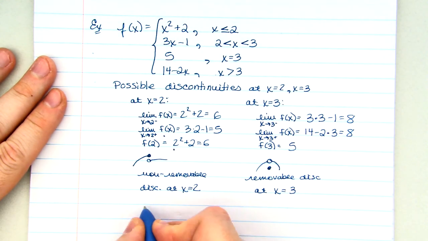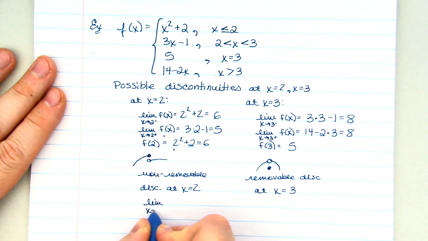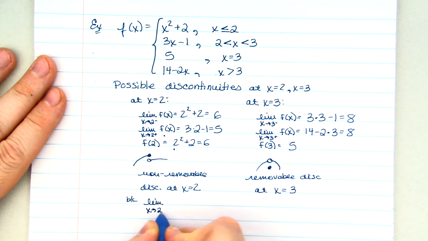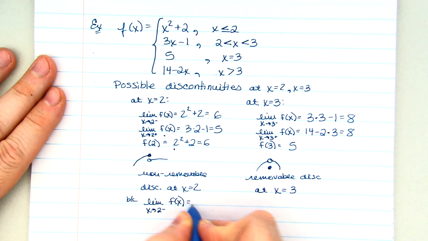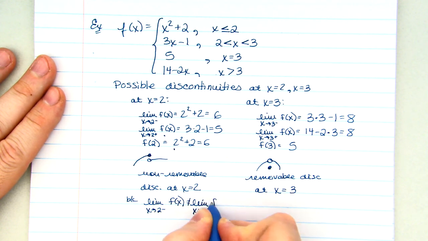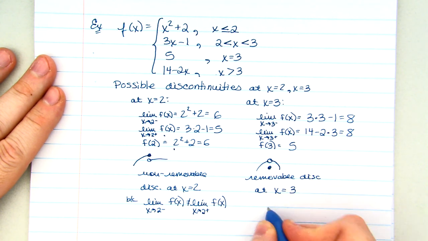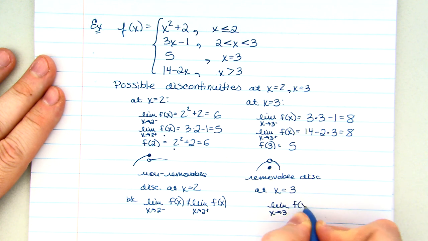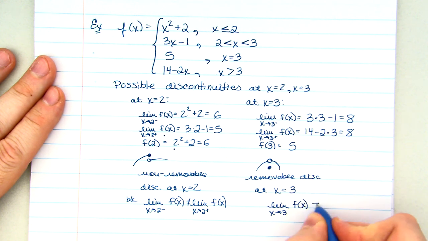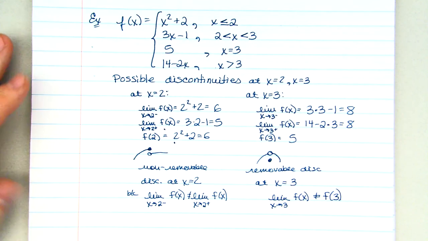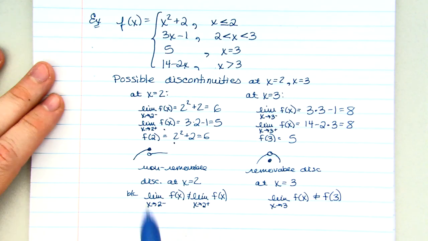Why are we non-removable at x equals 2? Well, really because the limit as x approaches 2 from the left of f of x doesn't equal the limit as x approaches 2 from the right of f of x. Why are we removable here? Well, because the limit as x approaches 3 of f of x, which we didn't find, but we can find, what is that limit? 8 does not equal f of 3. If you are asked to justify things, that's the line I'm looking for.